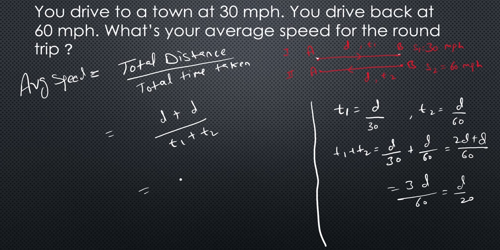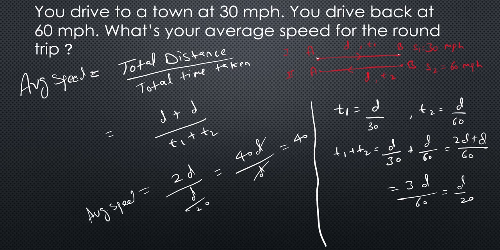So we put the value here. This is d plus d, 2d, divided by d by 20. So 20 will go in the numerator and become 40, and d divided by d will cancel. So we get our answer: average speed will be 40 miles per hour.